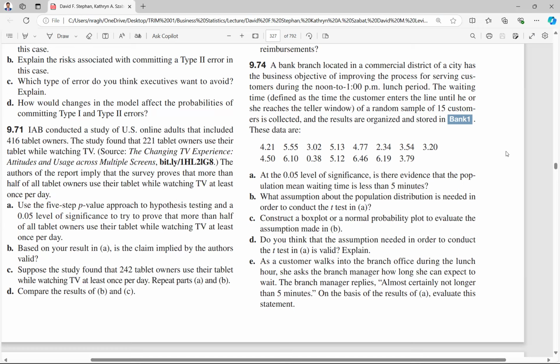Okay, sorry for that. So you can see the data. I just pulled up the data set. So this is the data set. Now they are asking, at 0.05 level of significance, is there an evidence that the population mean waiting time is less than 5 minutes? Which means what?